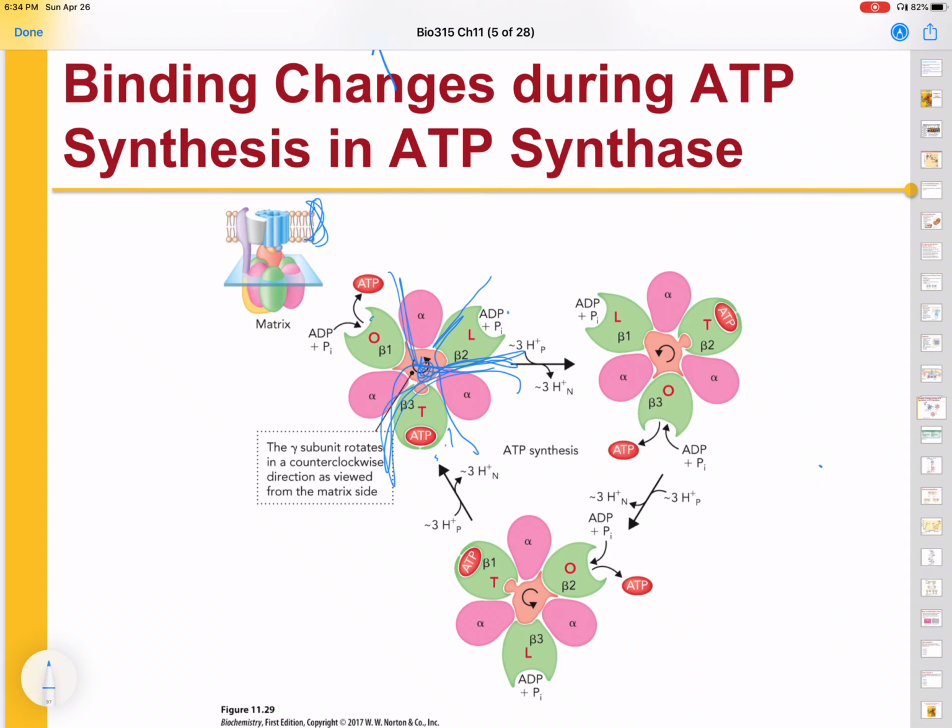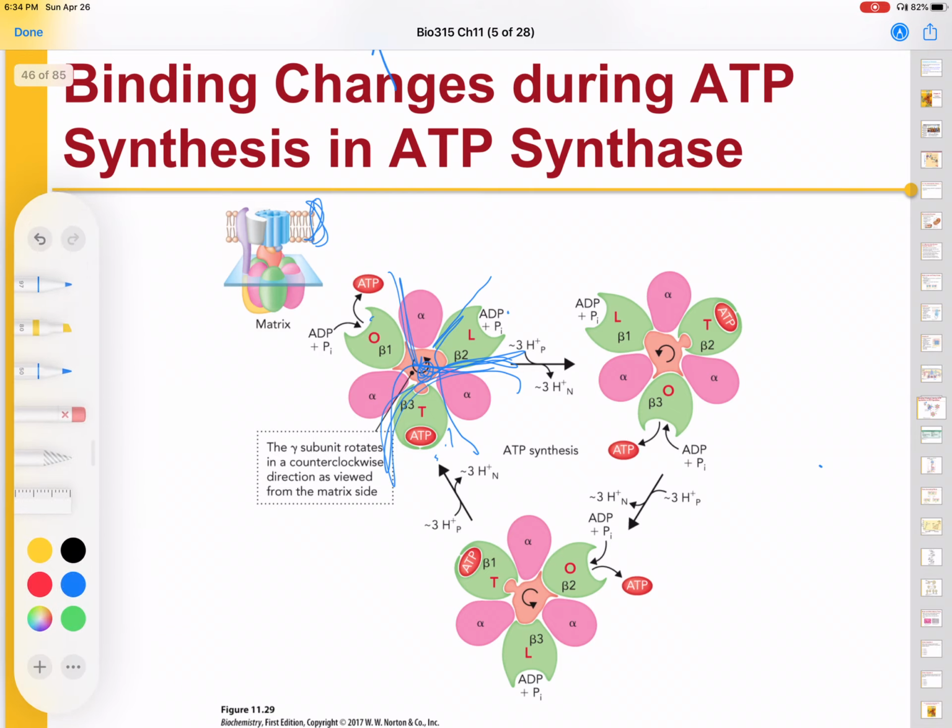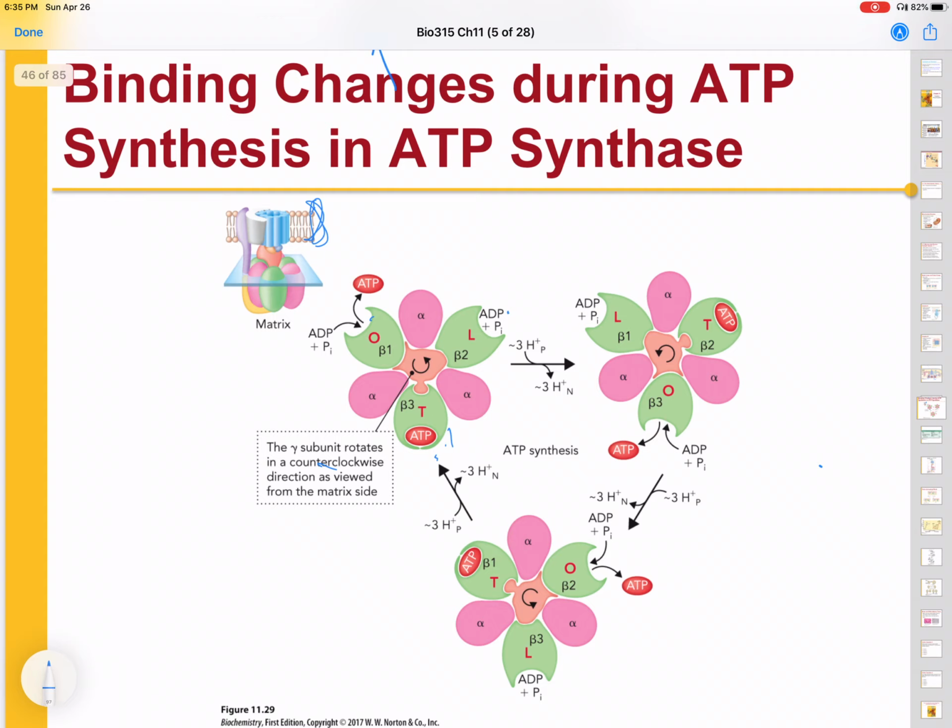And so here, gamma is in this position here. And as protons flow, this gamma subunit moves. And you can see this notch has moved from here to here. And that movement allows for the release of ATP from that subunit. And so note that as gamma moves, ATP is released over here.